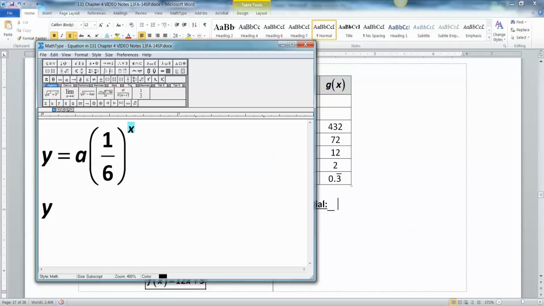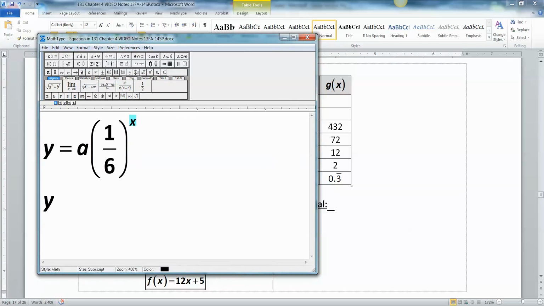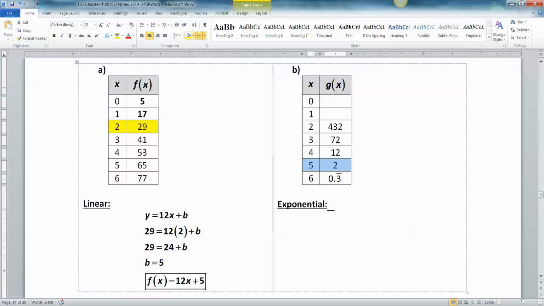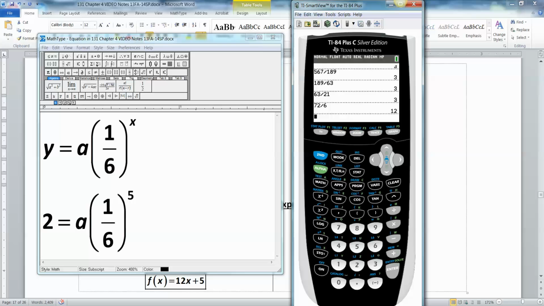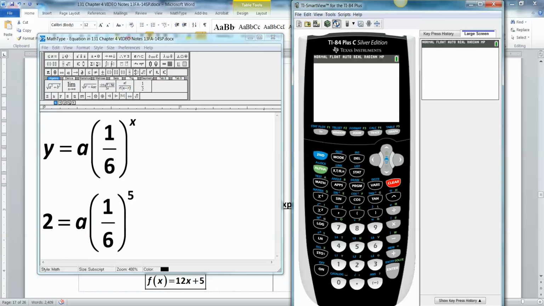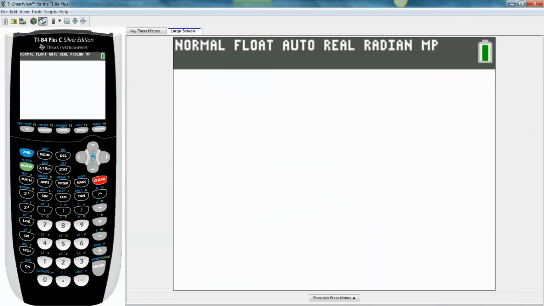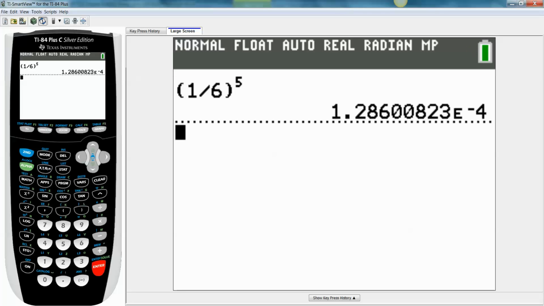But we need an x and a y to substitute in. But we know that we have this xy pair right here, 5 and 2. So I can use that, and I can substitute. I can say, okay, 2 is equal to a times 1/6 to the 5th. Let's grab a calculator. If I take 1/6, in parentheses, and I raise it to the 5th power, I get that number, whatever the heck that is. So 0.00012.